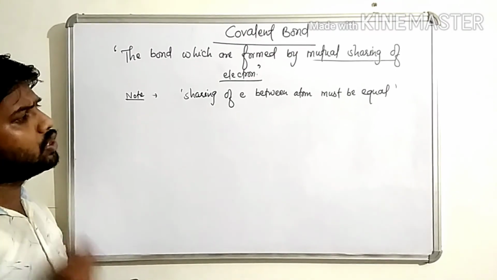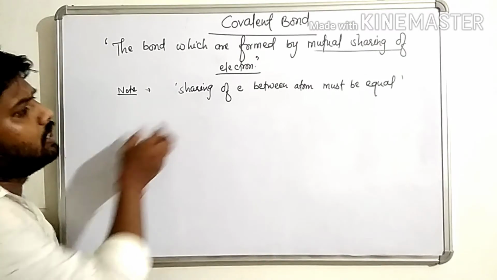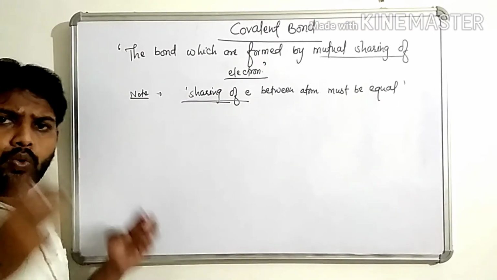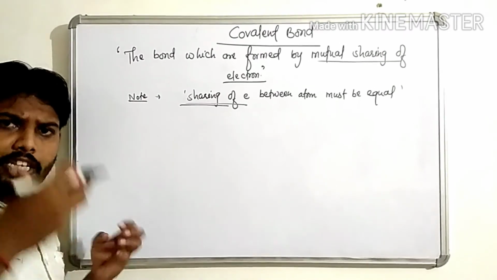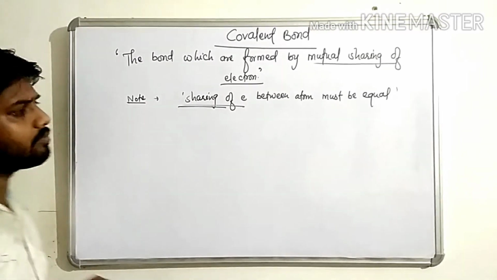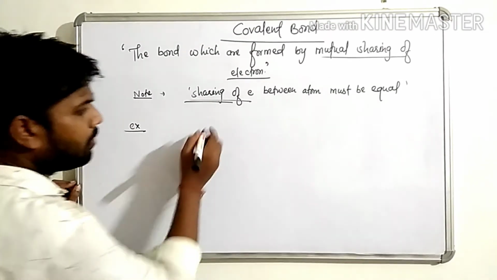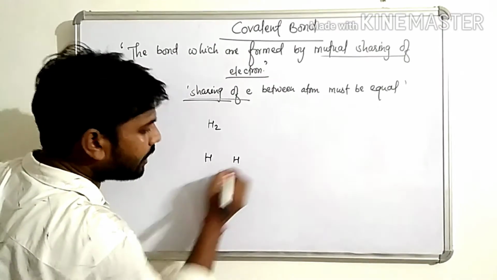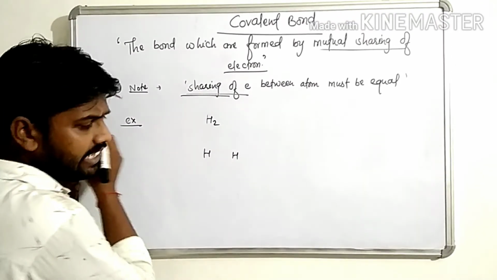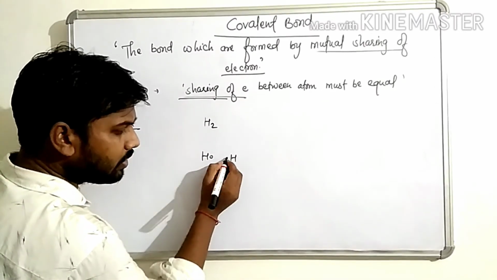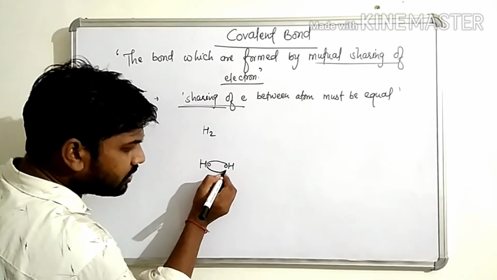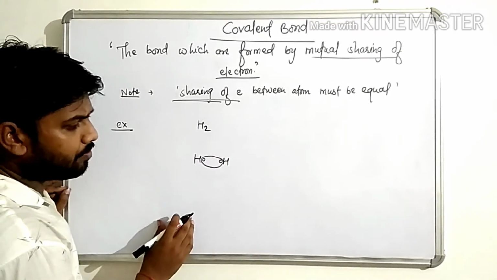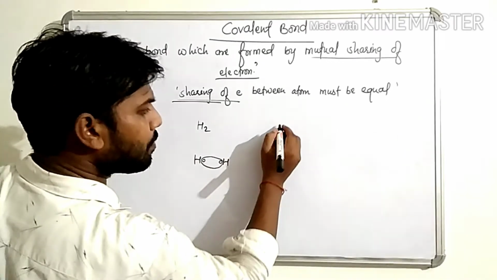And one also important thing you should note in your copy, children, is that sharing of electrons between atoms must be equal. Means two atoms will share the same number of electrons. Clear? Example, children, hydrogen molecule. There are two hydrogens, children. Each hydrogen contains one electron. Now, when they share their electron, children, they complete their duplet and become stable. Clear, children?